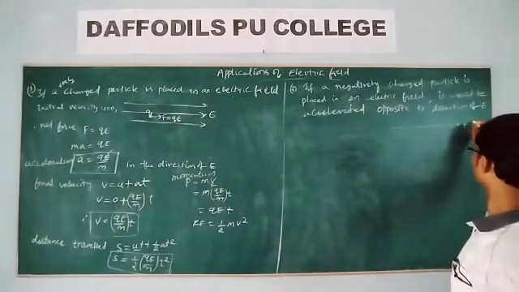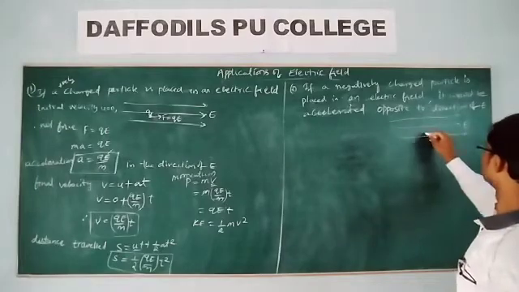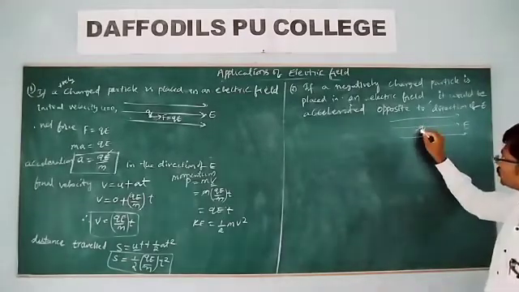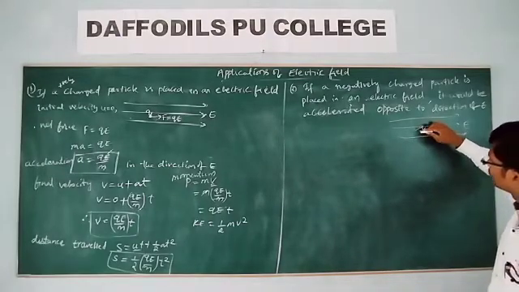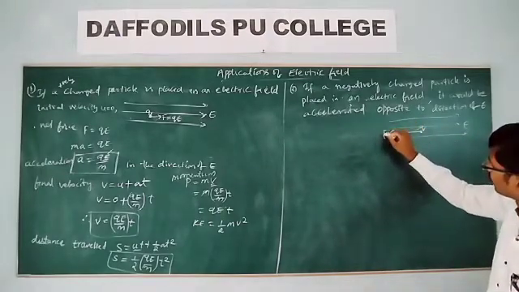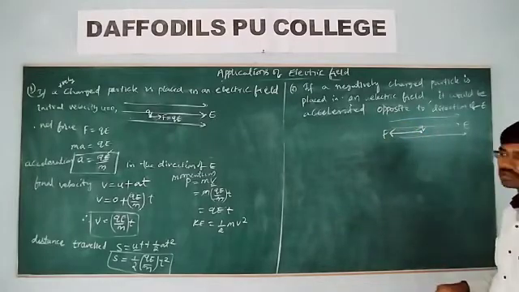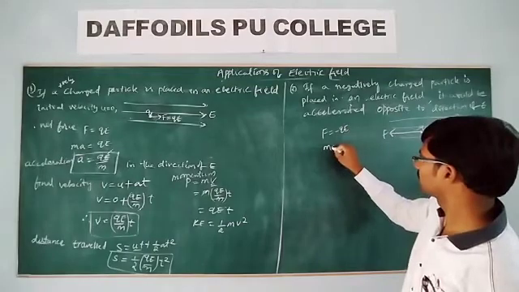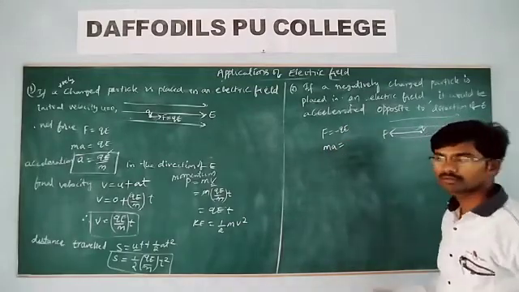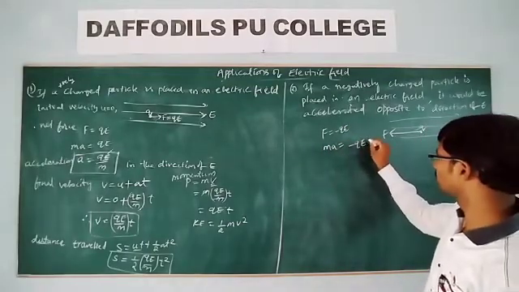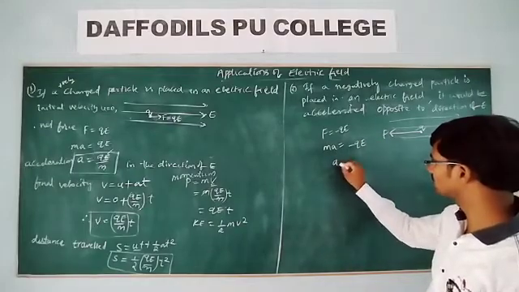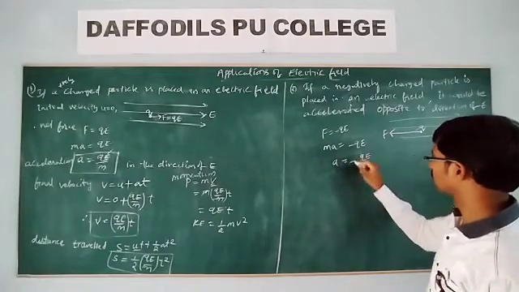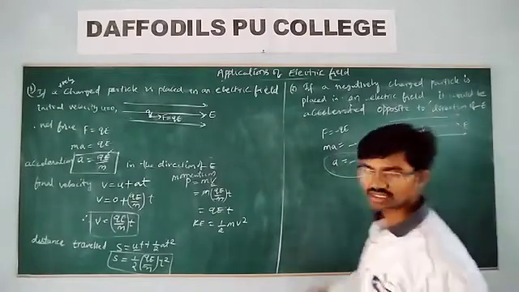If it is an electric field and a charge minus q is placed, as it is a negative charge, the direction of force acting is opposite to the direction of the electric field. F is equal to minus QE. Then ma is equal to minus QE. Then what would be the acceleration? a is equal to minus QE by m.